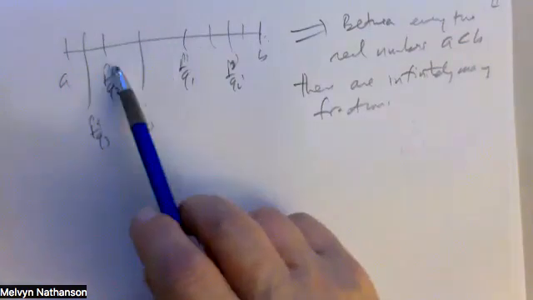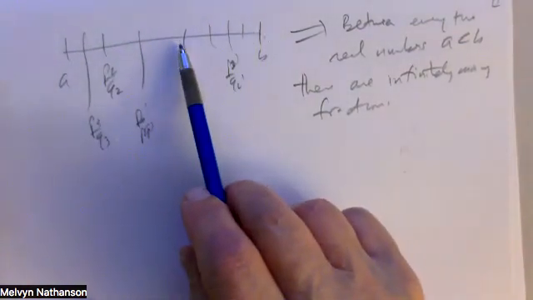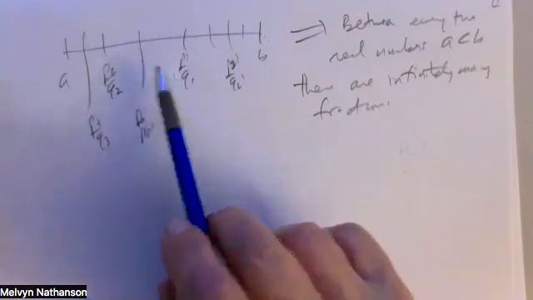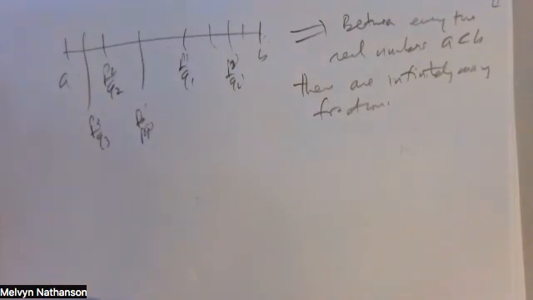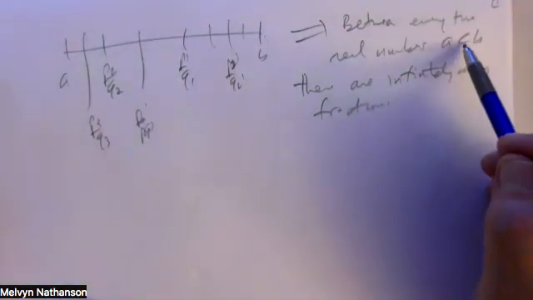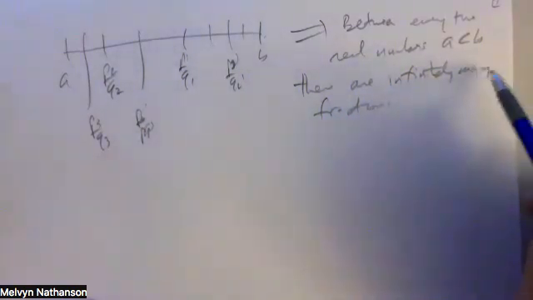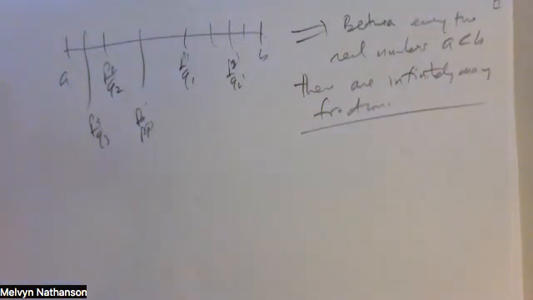Because you just keep subdividing this interval: you pick a fraction that creates two new intervals. In those two intervals are two more fractions, and you just keep going on forever and ever. So between every two real numbers, A less than B, there are infinitely many different fractions. Really different, reduced to lowest terms, whatever you want to call it.